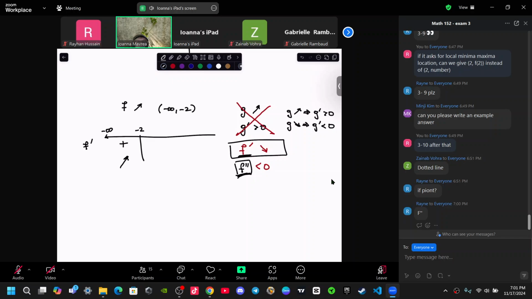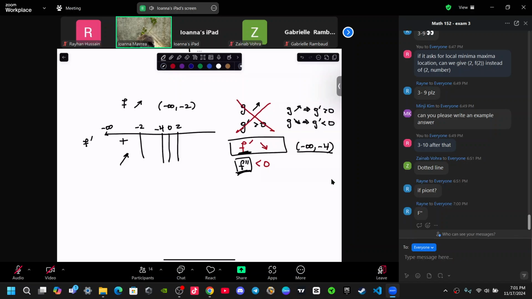Okay. So if f prime is decreasing from negative infinity to negative 4, that tells me negative 4 better be on your table. And negative 2 and 2 and that's it. And 0. What happened to 0? And 0 should be there. So it says this function is decreasing. That means the second derivative is negative on this interval.